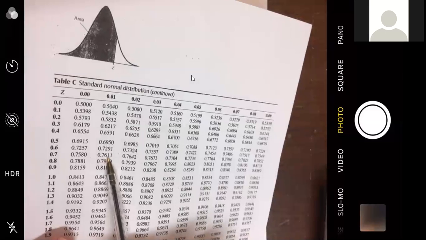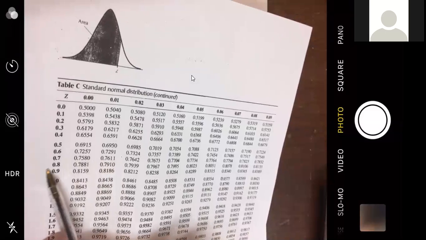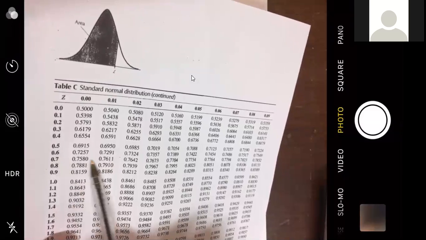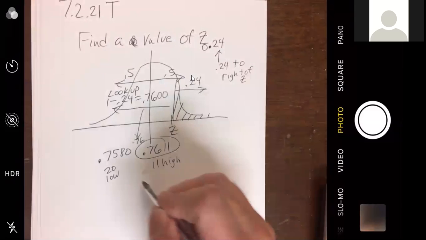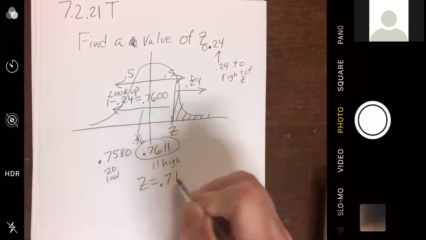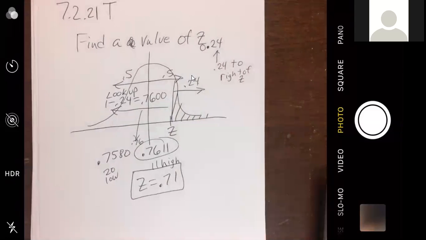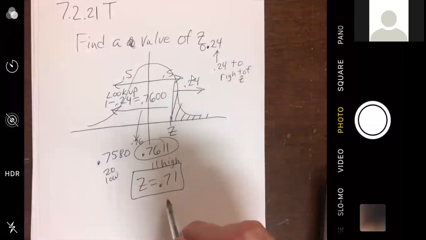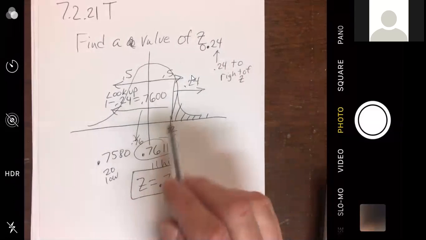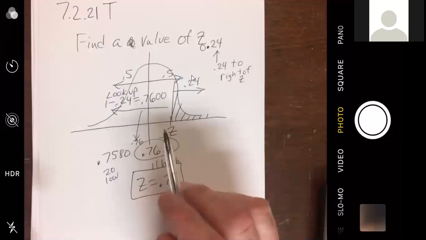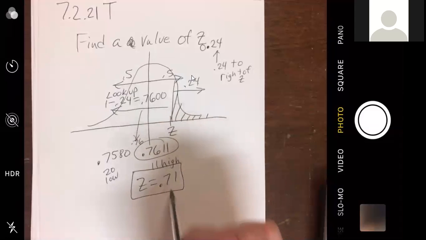7611 is on row 0.7, column 1. So 0.71. Now, next week, we're going to plug that number into formulas in the word problems. But this week, nice and easy. We're just teaching you how to use the table, letting you look that number up and write it down, and we're done.